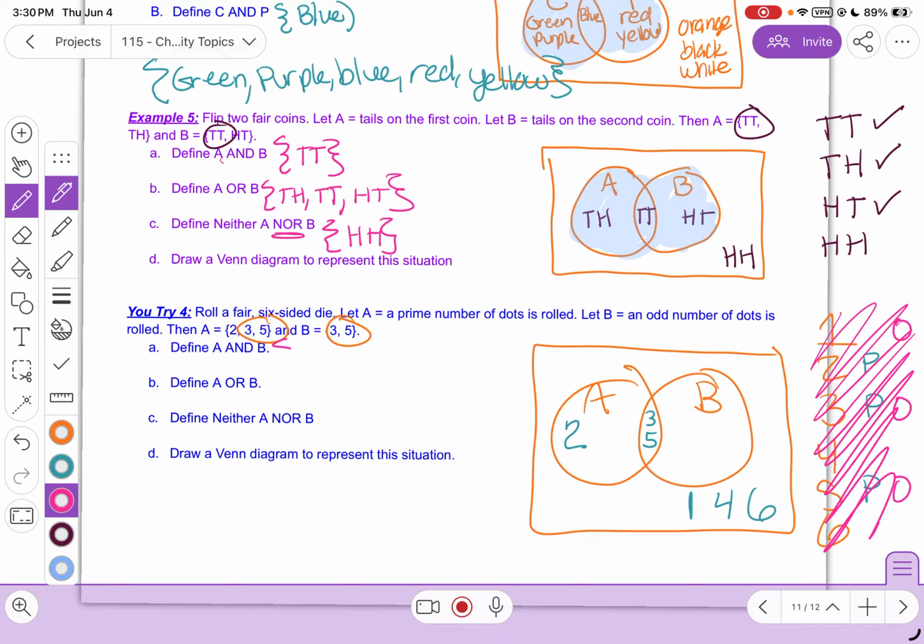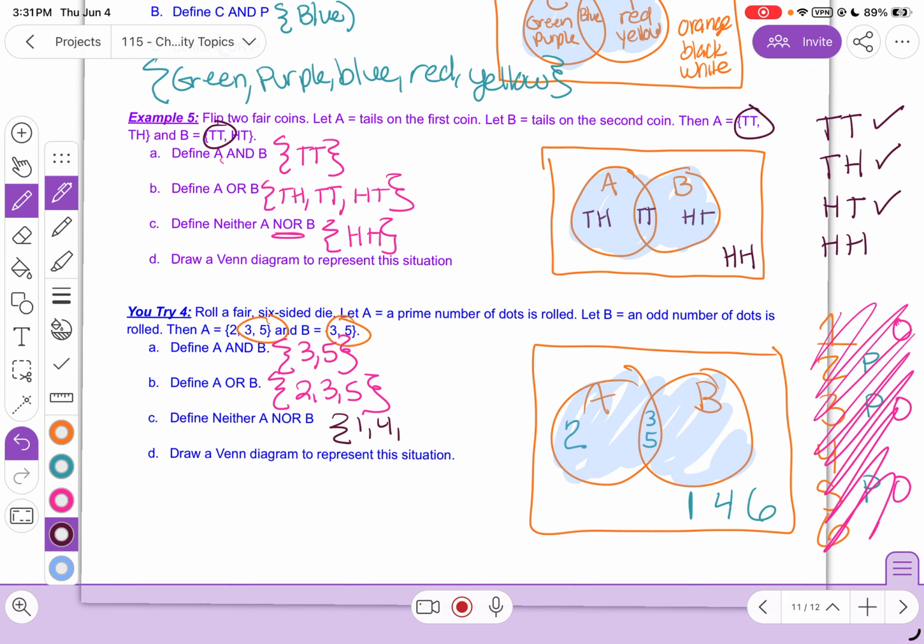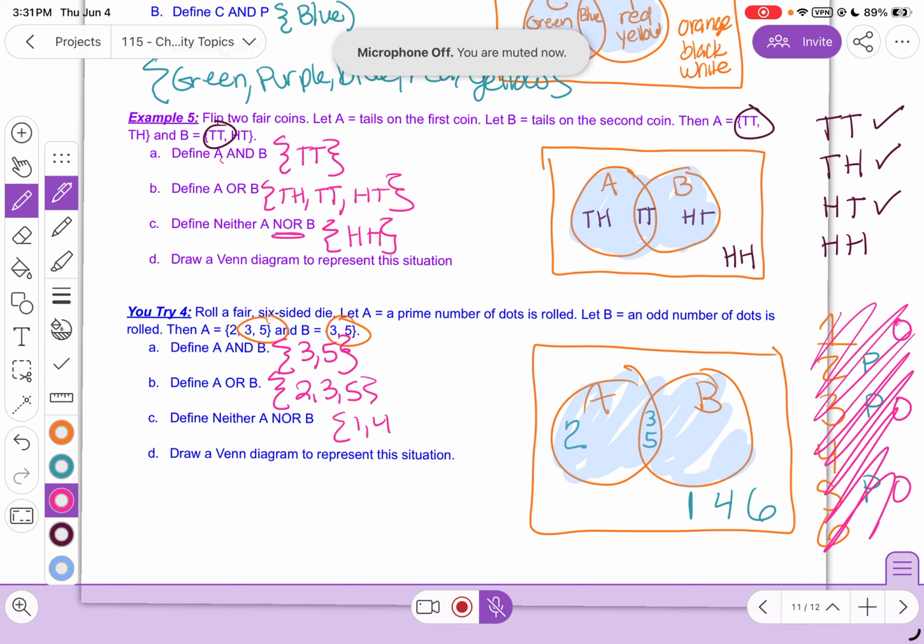A and B, 3 and 5. A or B, 2, 3, 5. Neither A nor B, 1, 4, oh, I'm going to do this in the same color. 1, 4, 6, and then here's your Venn diagram.